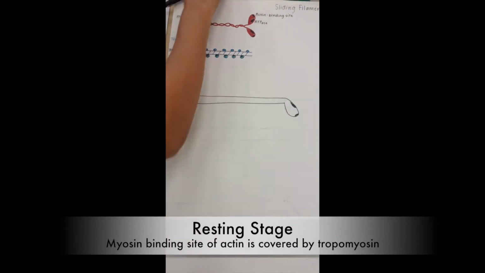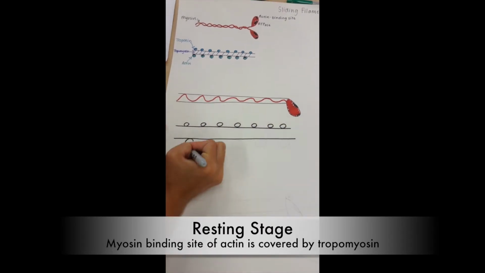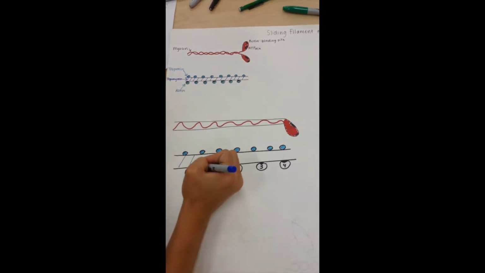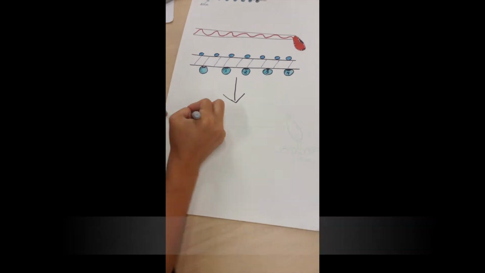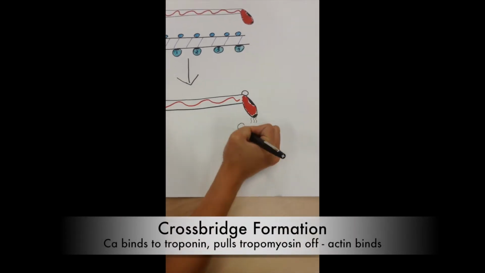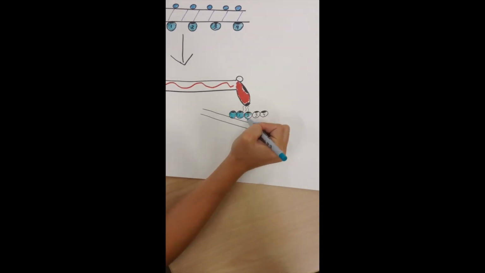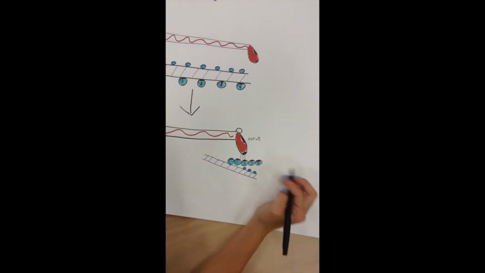In the first stage, we have the resting stage, where no contraction occurs. ADP and inorganic phosphate are bound to the ATPase of myosin. The myosin binding site of actin is covered by tropomyosin. In the second image below, calcium binds to troponin and pulls the troponin-tropomyosin complex off of the myosin binding site of the actin. Actin binds to myosin. This is where the cross-bridge formation happens.